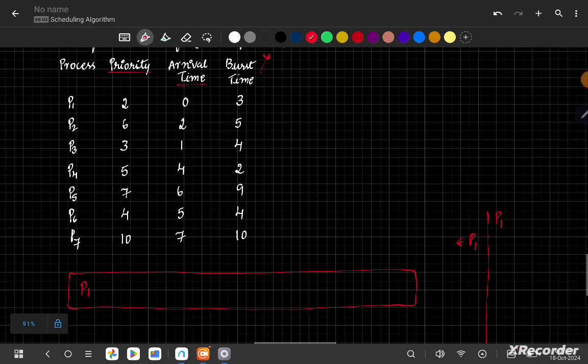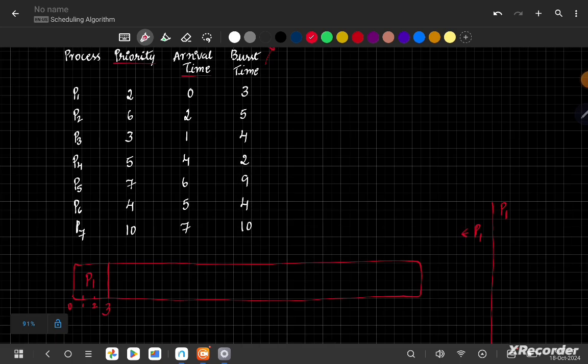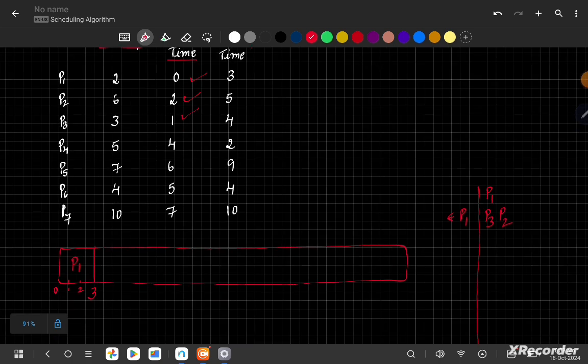P1 has a burst time of 3. So I'll start with 0 and I complete at 3. Now during this, there is 1 millisecond and 2 millisecond in between, right? During 1 millisecond, a process called P3 came into the ready queue, and during 2 millisecond, a process called P2 has come, and during 3 millisecond there is no process that came into the picture.